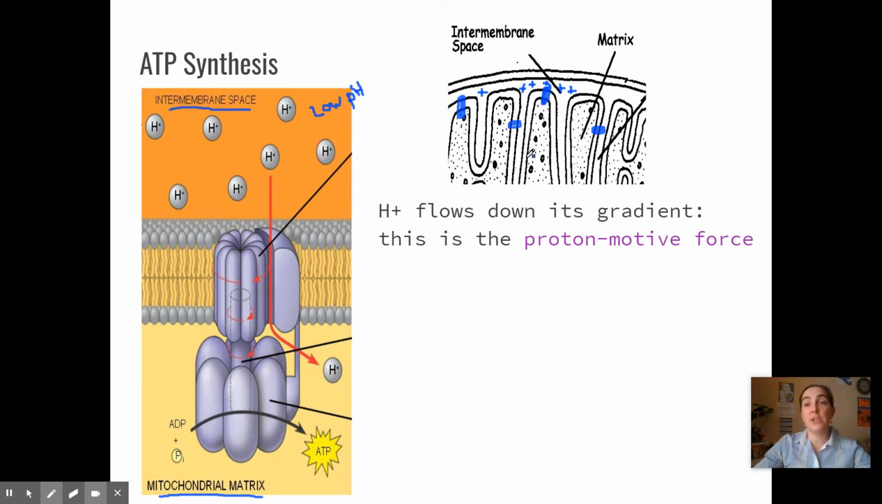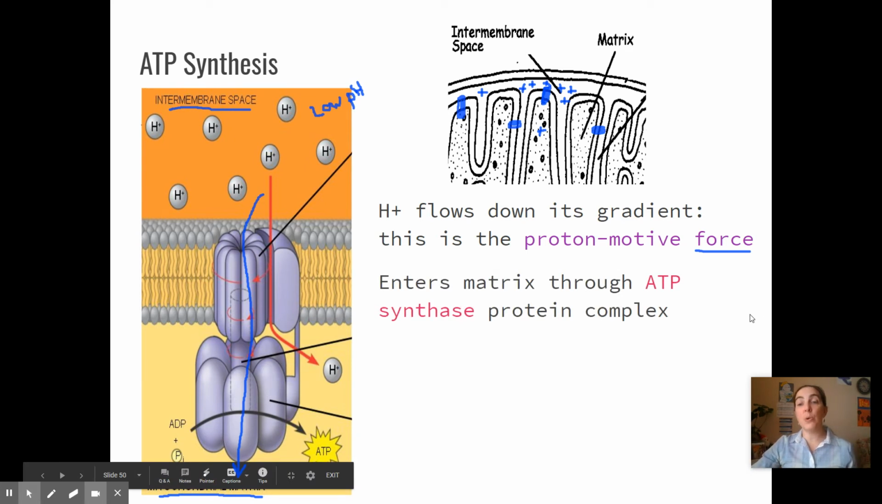And there's a lower concentration of those in the mitochondrial matrix. So hydrogen, of course, is going to want to flow down its gradient. That's called the proton motive force. This is really a fancy way just to say that the protons want to move down their concentration gradient, and that's a source of potential energy. The only way that the protons in this intermembrane space can diffuse across this membrane and get into the matrix is through ATP synthase. This protein complex creates a channel that allows protons to travel through it. And so that's the only way that they can get in.